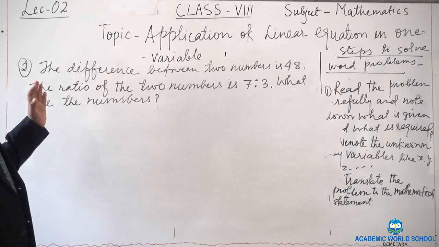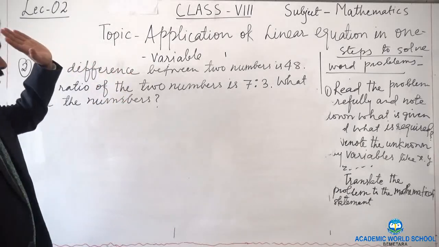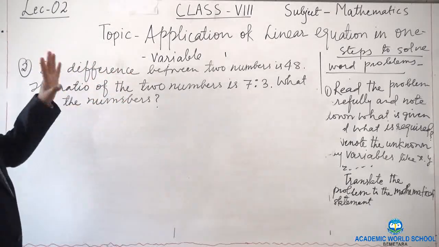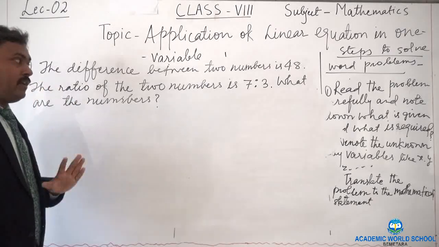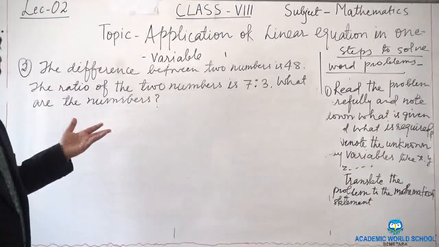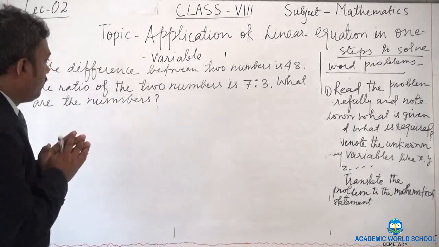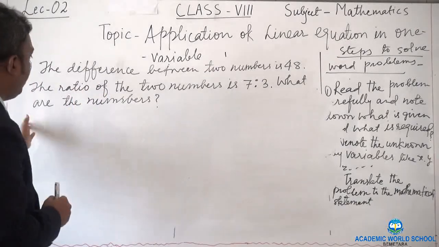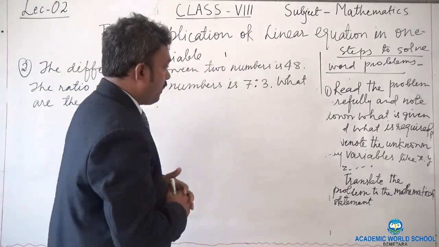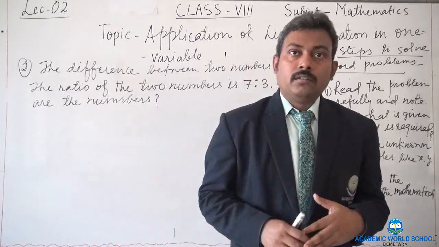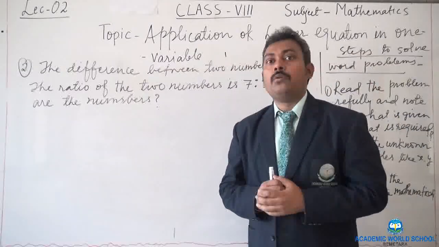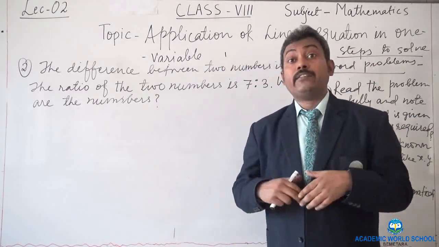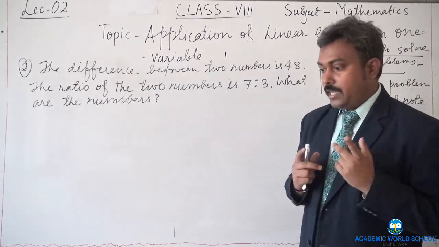So what are the things given here? The first thing given is that the difference of both numbers is 48, and the second thing given here is that their ratio is 7:3. Now what we have to find? We have to find the numbers. So what is unknown here? The numbers are unknown, which means we need to assume the numbers, right?